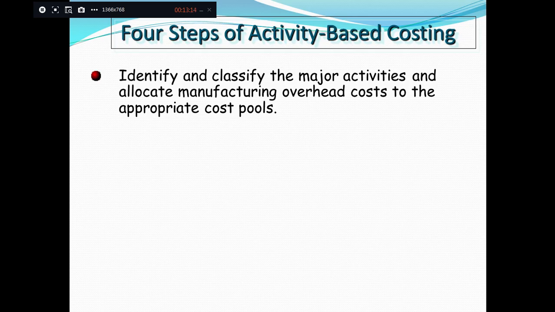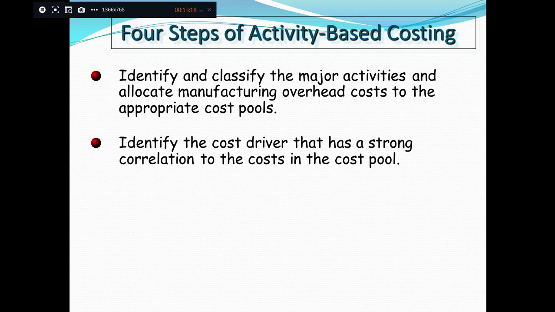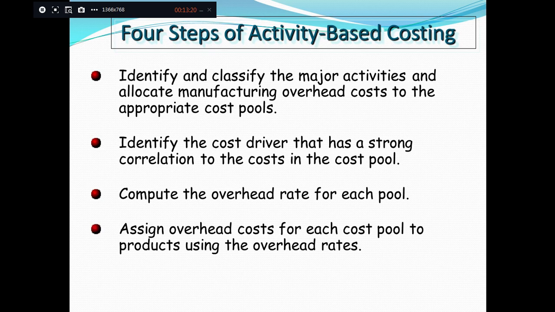So let us see the activity-based method, where there are 4 steps of activity-based costing. In the first step, you have to identify and classify the major activities and allocate manufacturing overhead cost to the appropriate cost pools. As you know, the activity-based costing method uses activities to allocate the cost. So you have to identify activities first.